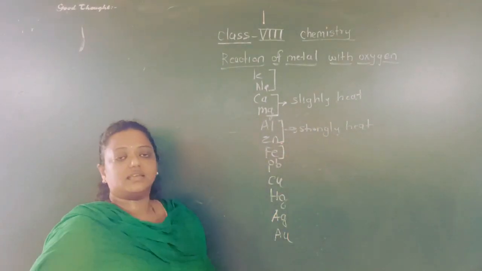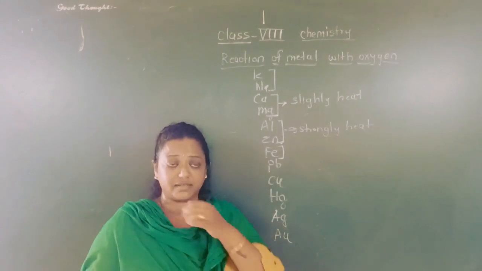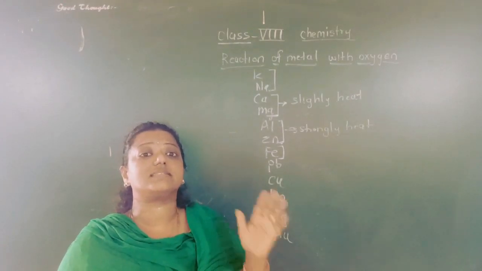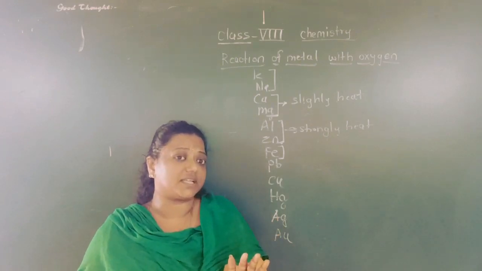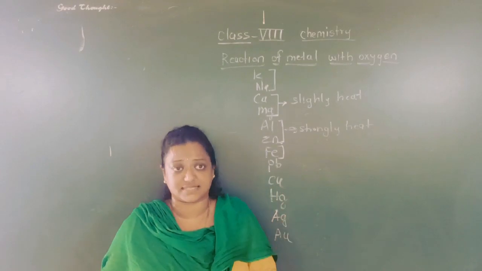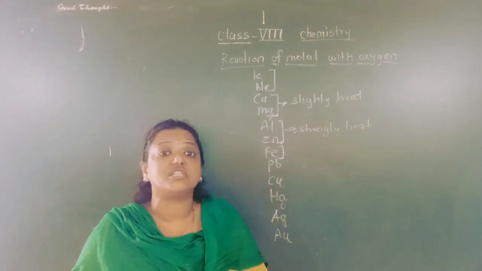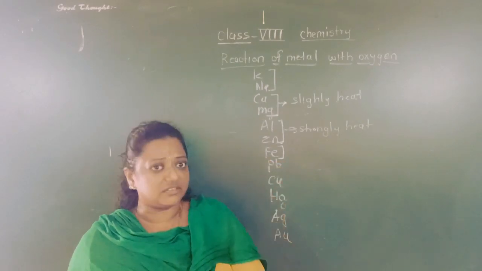When we provide strong heat to Fe, iron, even when it is heated strongly, it does not burn in the presence of oxygen. Then what action must be taken? Then we convert this Fe into Fe filings, or iron filings. We take crushed iron.